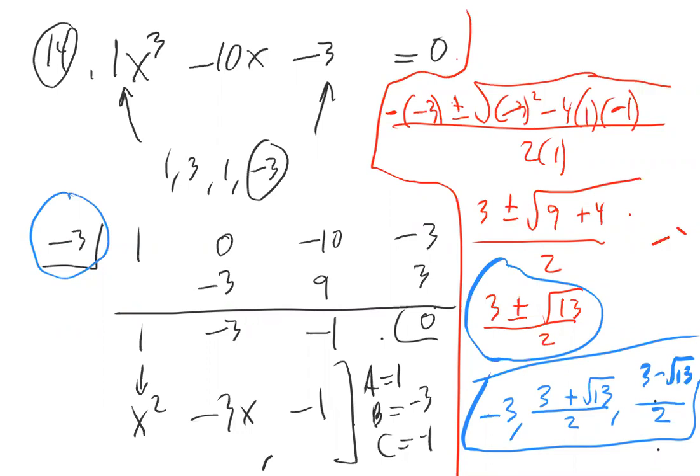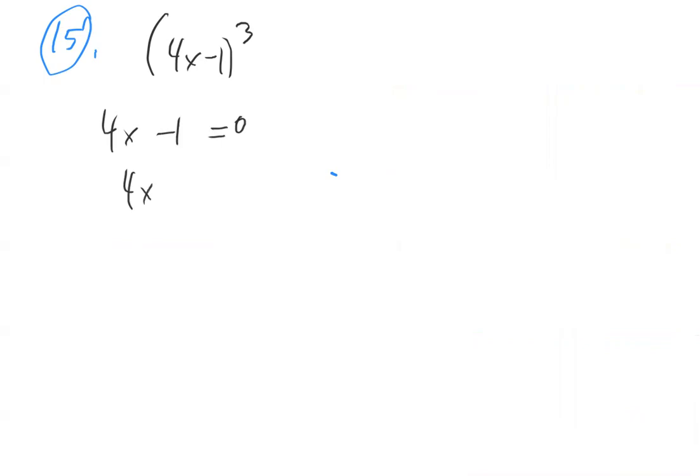All right, perfect. Now let's try number 15. Number 15 says 4x minus 1 cubed, and find the x-intercepts. So we'll set the value that's in the factor to 0, and then we'll move the negative 1 to the other side. Then we'll divide by 4 to get x equals 1/4.